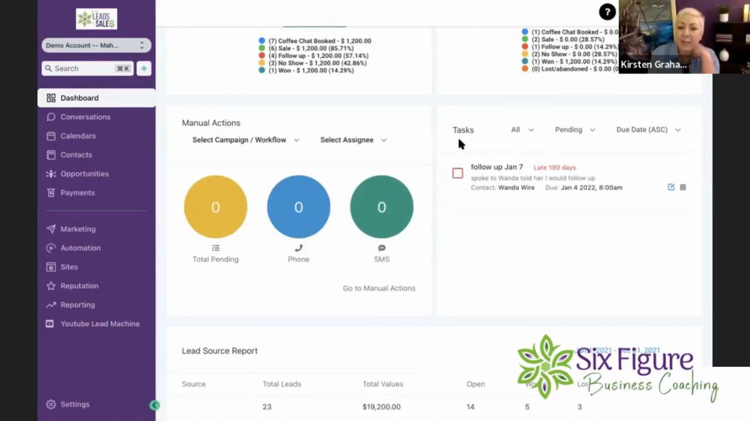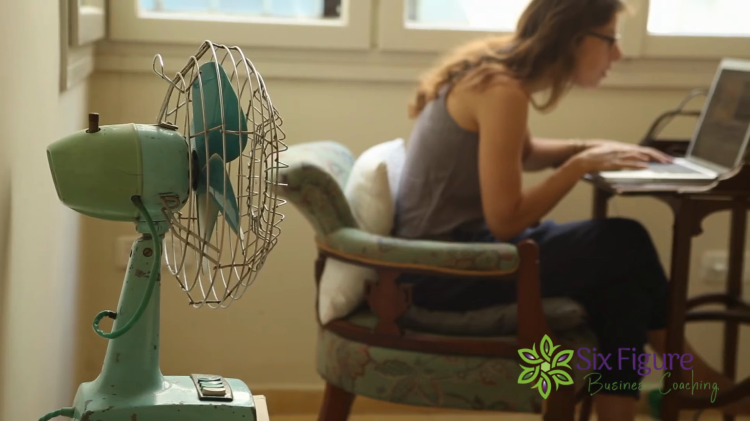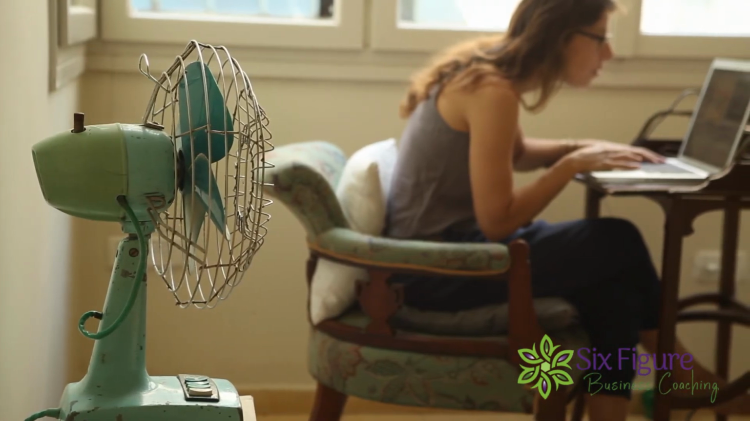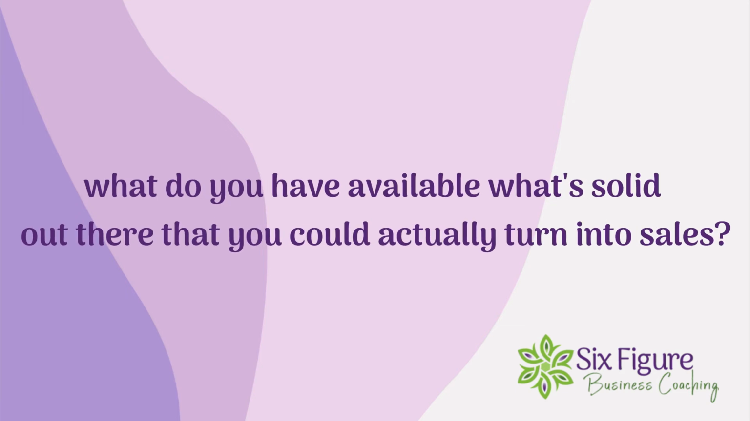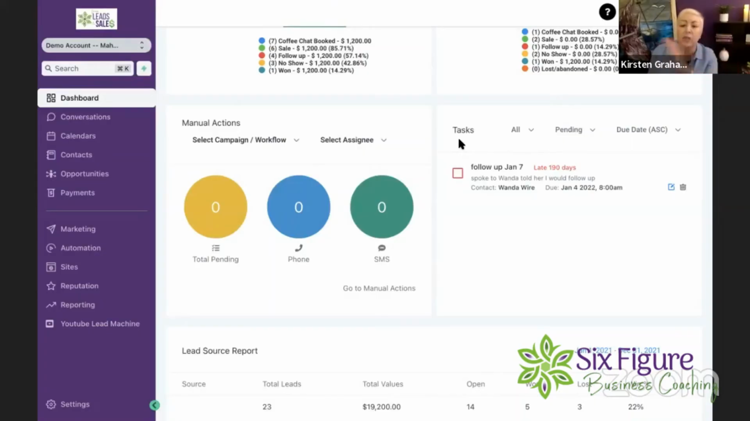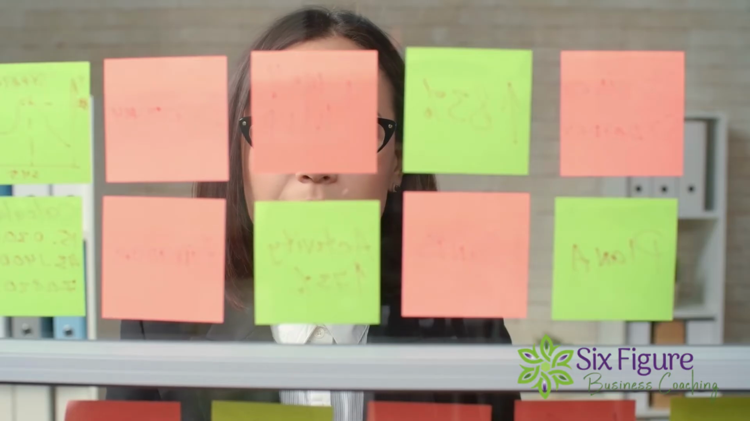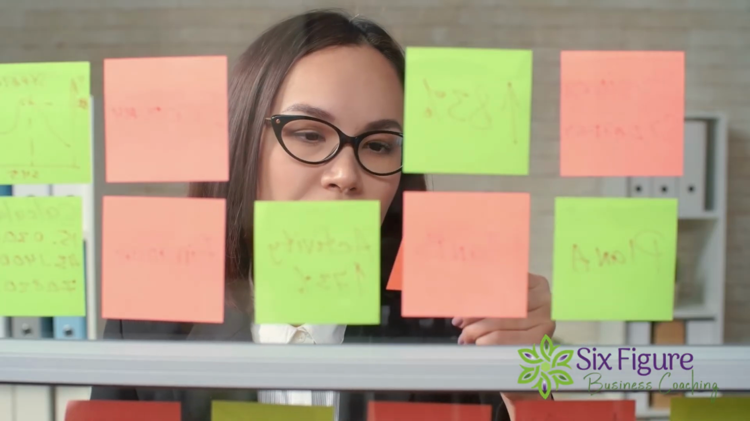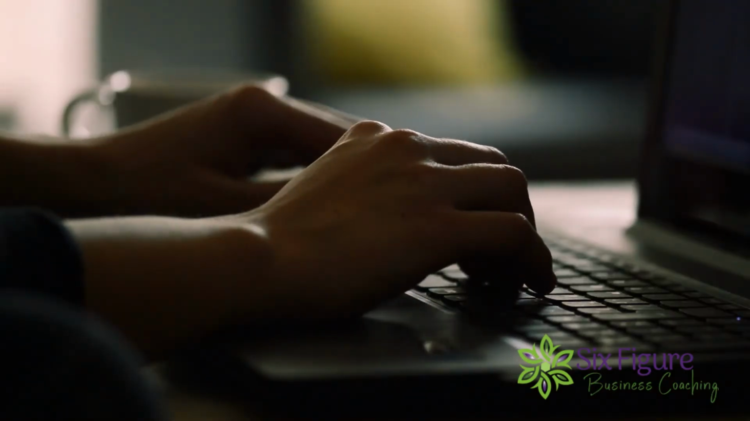So I hope that this makes sense to you guys about how having everything in one place can allow you to see how many leads you're bringing in, how many opportunities, what you have available, what's solid out there that you could actually turn into sales, and then what's your conversion rate and how can you improve on it. And then this part, again, staying organized so that you're following up with the people that are hot, the people that are closest to being ready to buy.